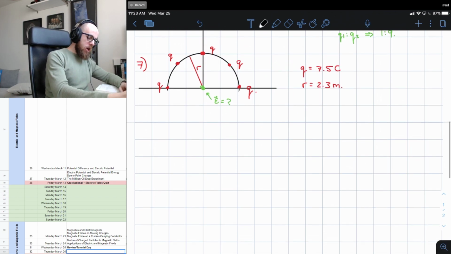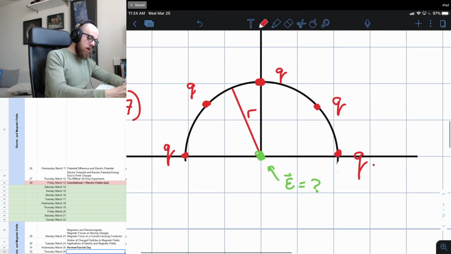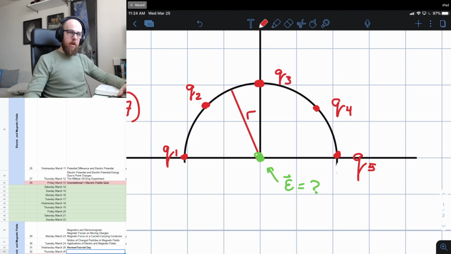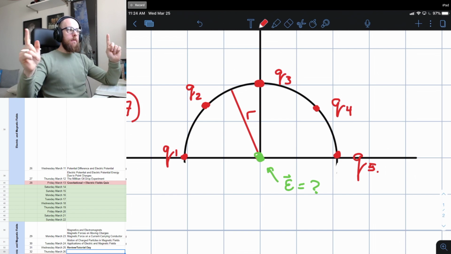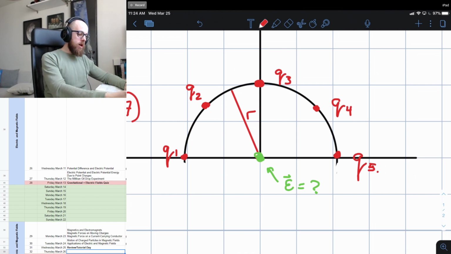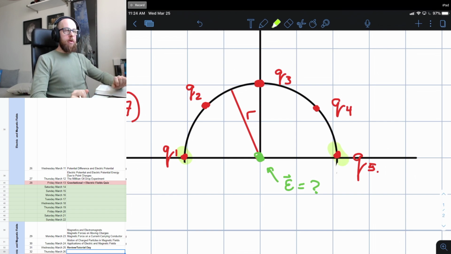And so what I'm going to do is label each of these charges. So I'm going to go around the circle. I'm going to call this Q1, 2, 3, 4, and 5. Okay? Now I'm going to pair these up. I'm going to consider first what's going to happen with Q1 and Q5. I'm going to ignore all the other charges. I'm just going to look at what's happening with Q1 and with Q5. And I'm going to draw a separate picture of what's happening with those two.